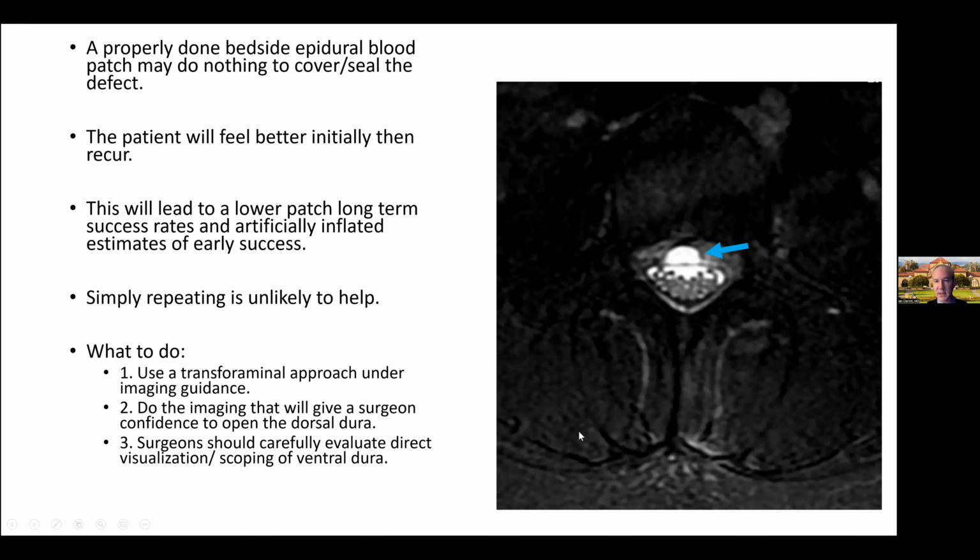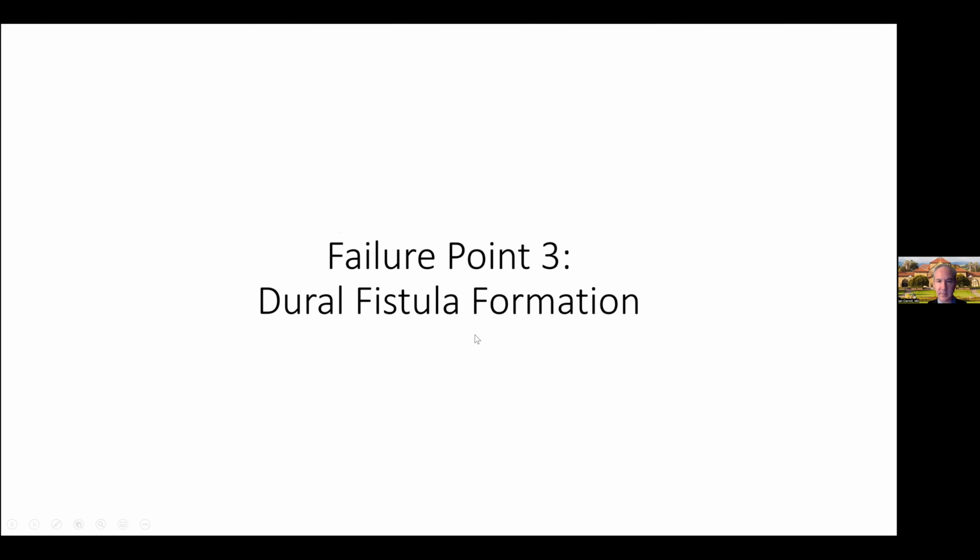So this is something that's going to require you to either do a transforaminal approach or special imaging to give the surgeon confidence that they should not only explore this, but when they explore it, not just look at the dorsal dura, but open it and go inside and either scope or visually inspect for a ventral dural defect. Failure point 3 would be a dural fistula formation.